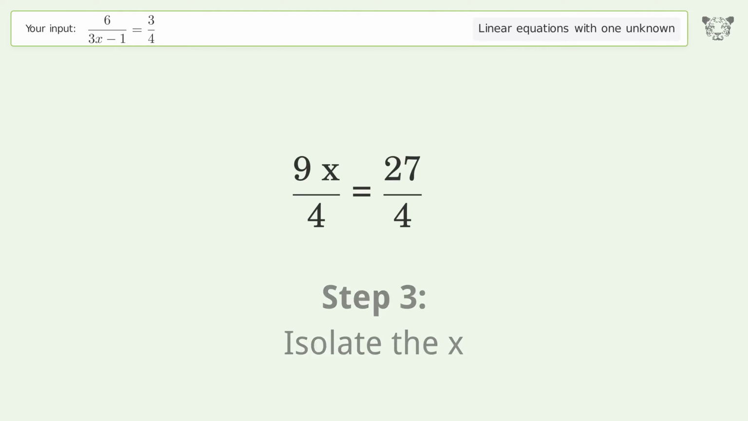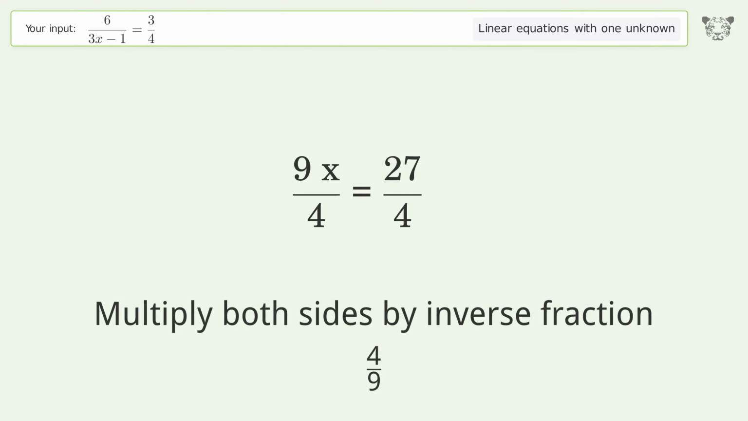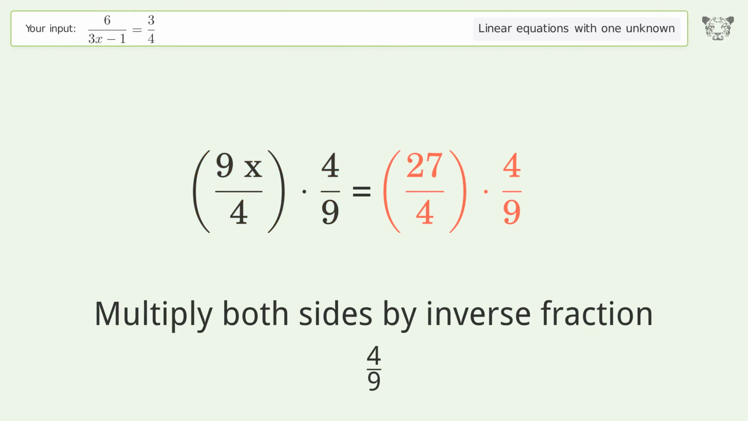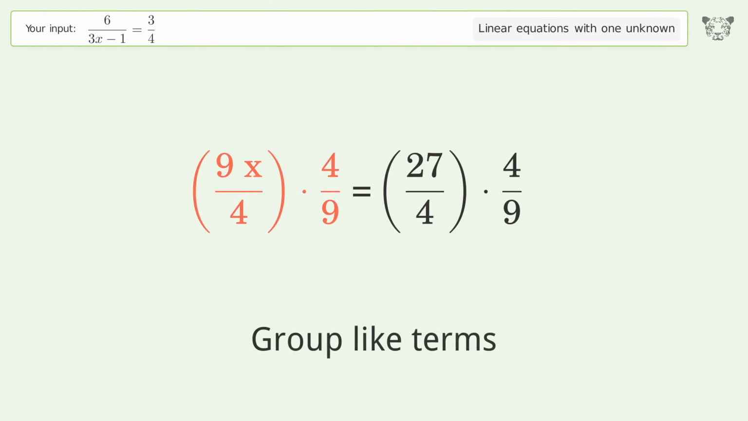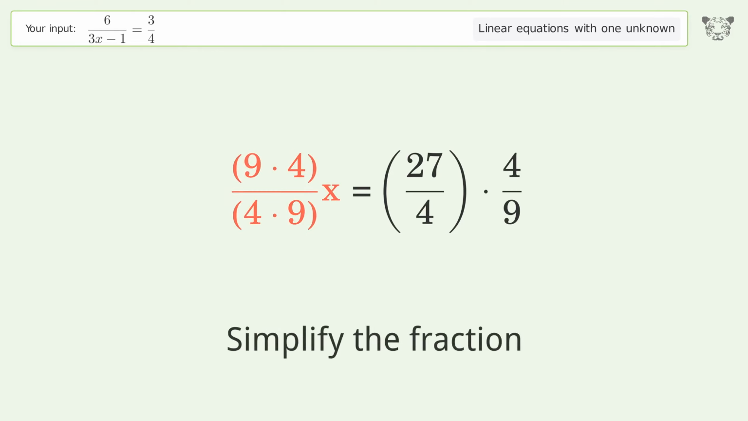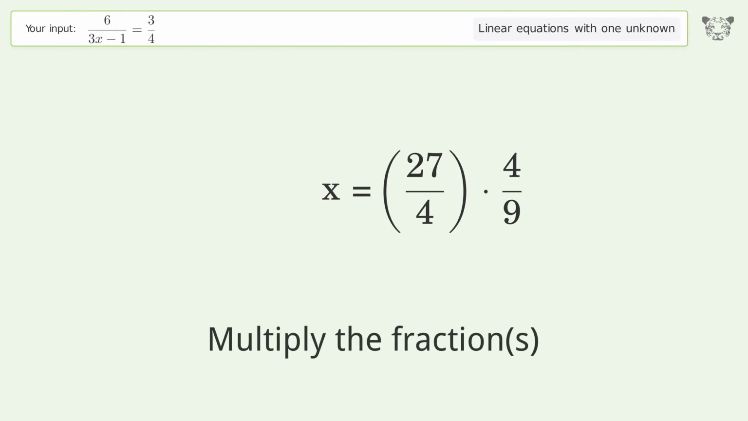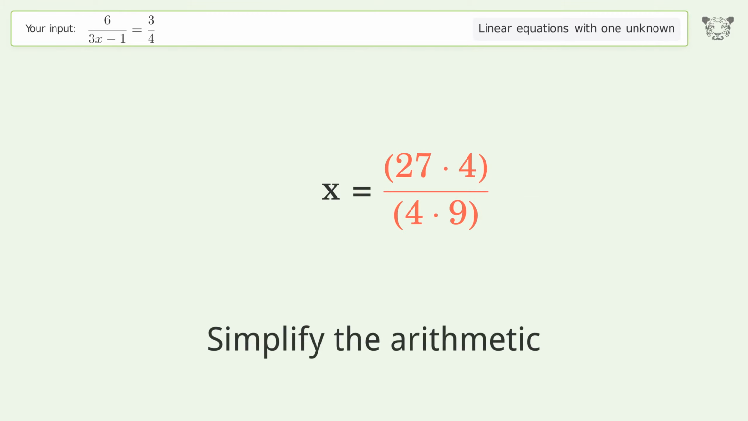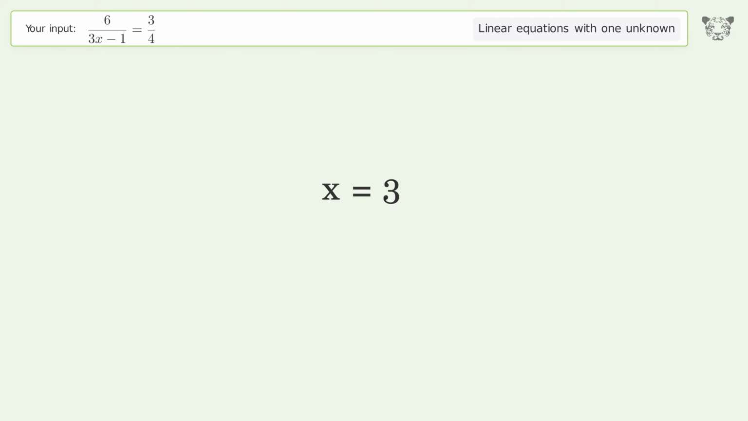Isolate the x. Multiply both sides by inverse fraction 4/9. Group like terms. Multiply the coefficients. Simplify the fraction. Multiply the fractions. Simplify the arithmetic. And so the final result is x equals 3.